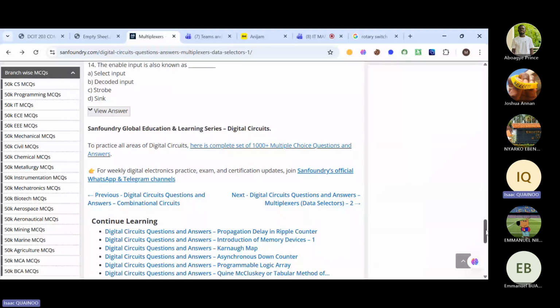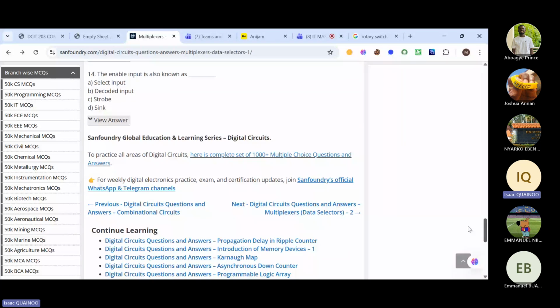And this one is even easy to identify because that's the odd option out. If you look at select input, you know it's wrong. A select input is a selector, a decoded input, and an enable input is not a decoded input. So a sync doesn't make sense. So you know strobe is most likely the correct one. So we have our C, which is our strobe, being correct.